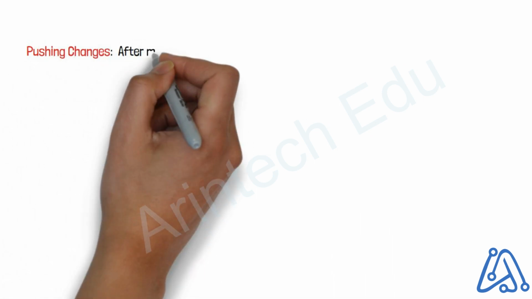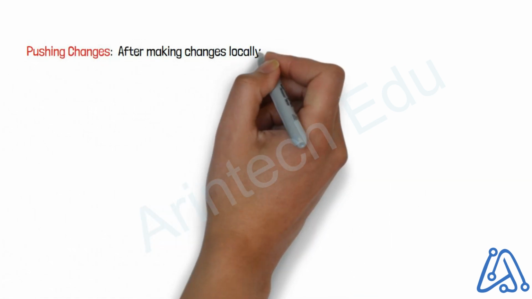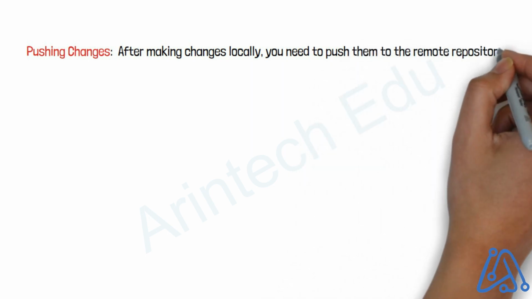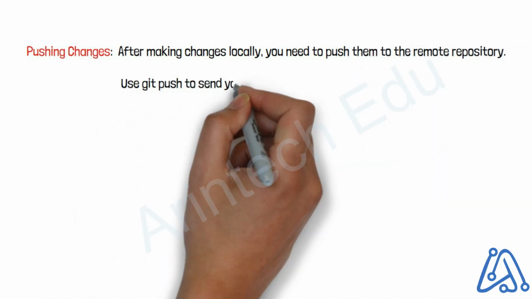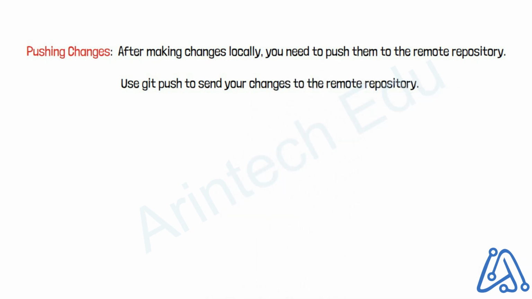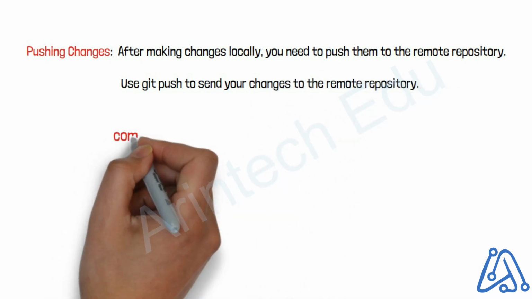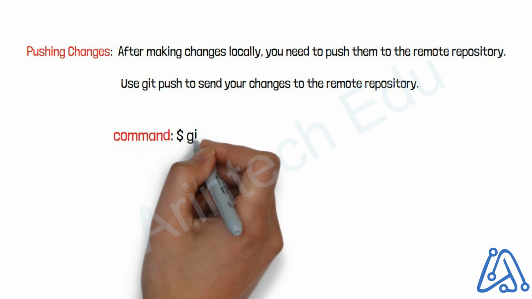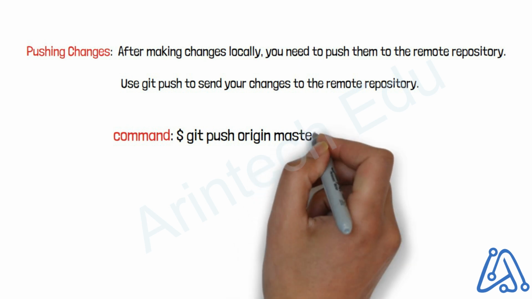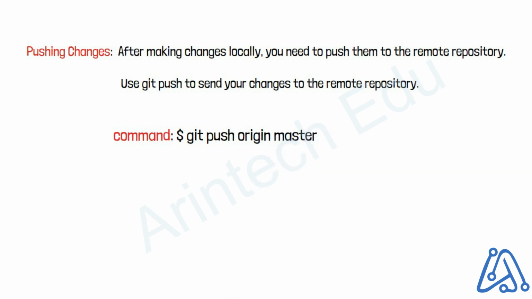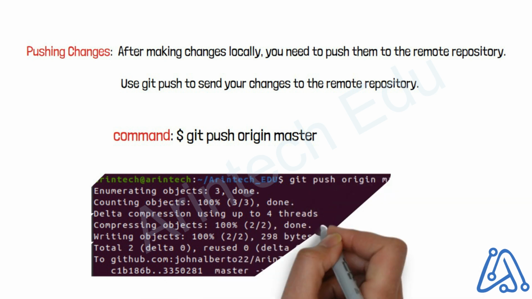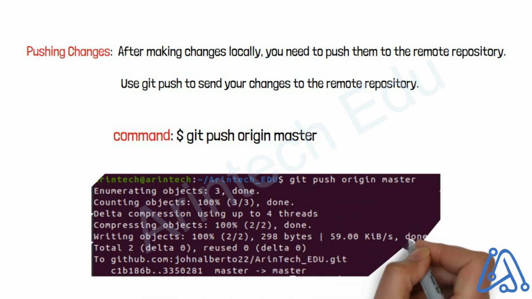Pushing changes. After making changes locally, you need to push them to the remote repository. Use git push to send your changes to the remote repository. Command: git push origin master. In this image, the git push origin master command will push the current changes to the master branch in the remote repository.